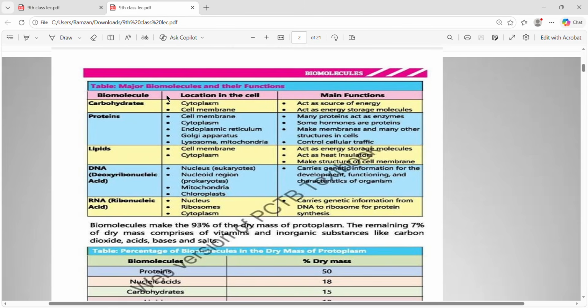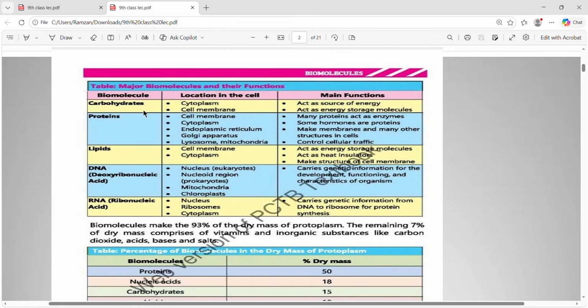Basically there are four major biomolecules. First one is carbohydrate, second one is protein, then lipids, and then nucleic acid. Here DNA and RNA are mentioned. Basically DNA and RNA are further categories of nucleic acid. So you can say that DNA and RNA are collectively called nucleic acid. First, we will discuss carbohydrate in detail.